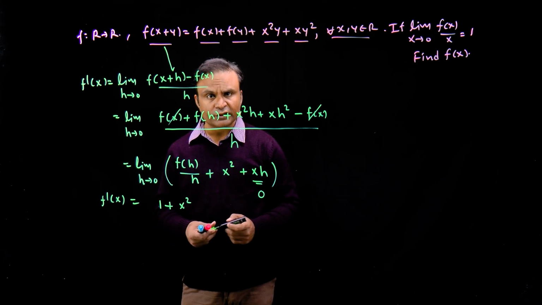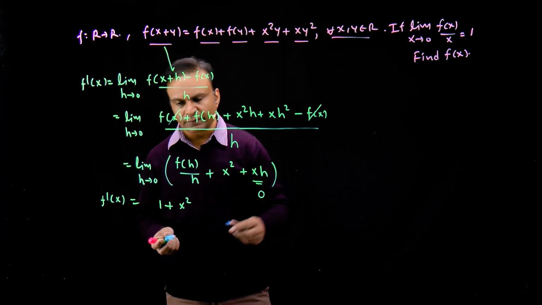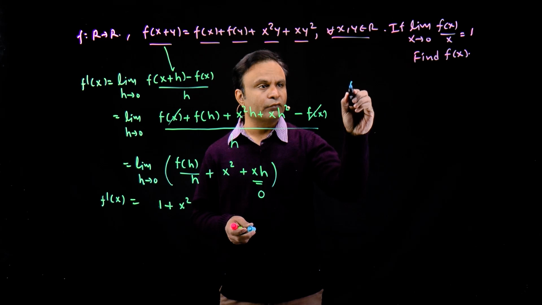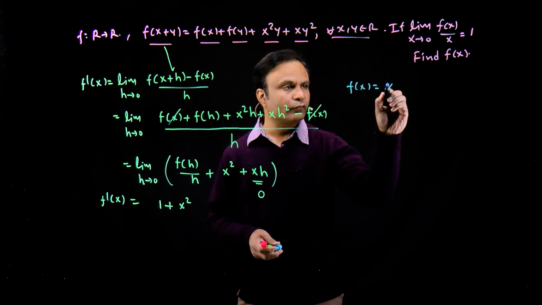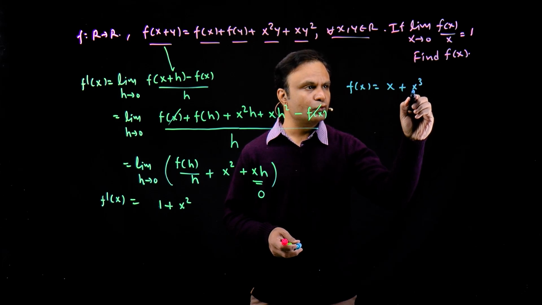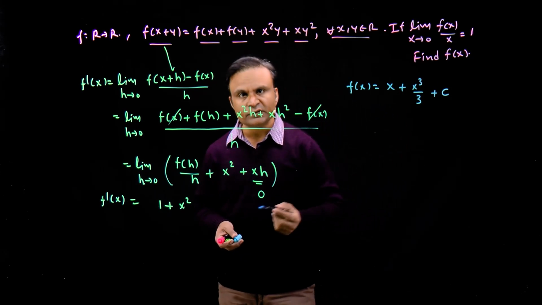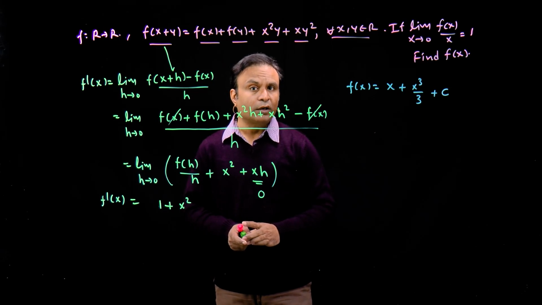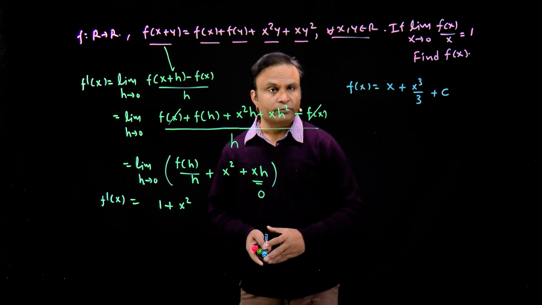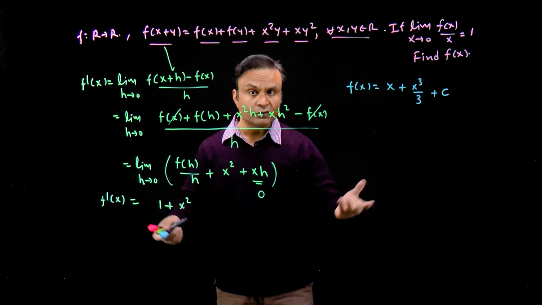Now we can get the function by integrating this, and we have this simple integration of 1 + x². What is the integration of the RHS? We have x + x³/3 + c. Here c is the constant of integration. Don't forget to put the constant of integration, though many times we get 0, but you must put c here. You may get c non-zero sometimes.